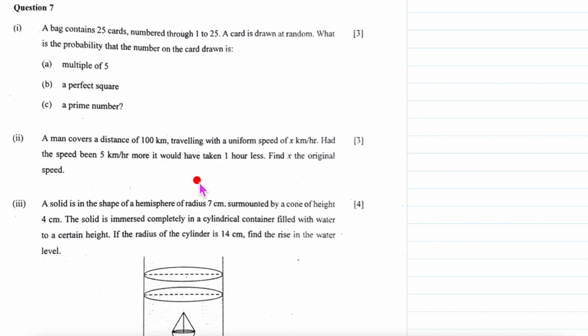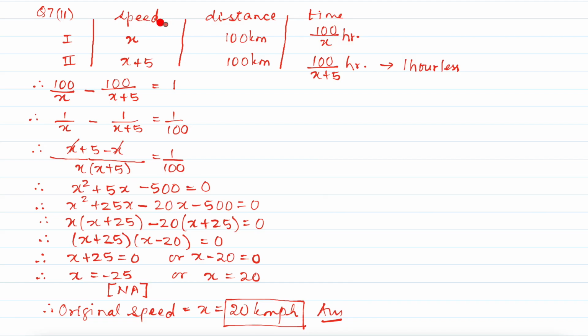Now let's look at the solution. For this, I have made 3 columns: speed, distance, and time. The original speed was x and the increased speed was x plus 5. Distance was 100 kilometers in both cases. So the time, which is equal to distance upon speed, will give us 100 upon x hours in the first case. For the increased speed, it will be distance, that is 100 kilometers, upon x plus 5, the speed, and that is going to be 1 hour less.